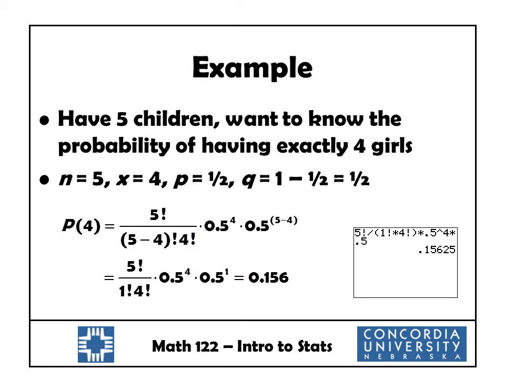So the probability of exactly 4 successes, or P of 4, is equal to, you see the numbers plugged in there, n factorial divided by n minus x factorial times x factorial, etc. You see the calculator commands there on the right, and the probability is 0.156. So again, that's the probability of exactly 4 girls in a family with 5 children.